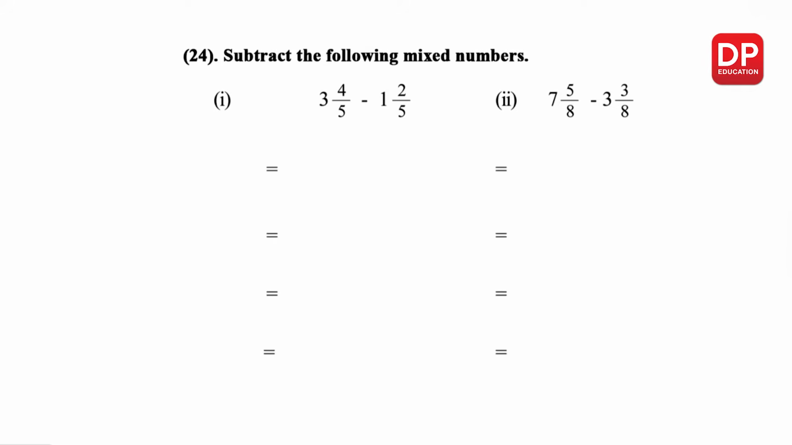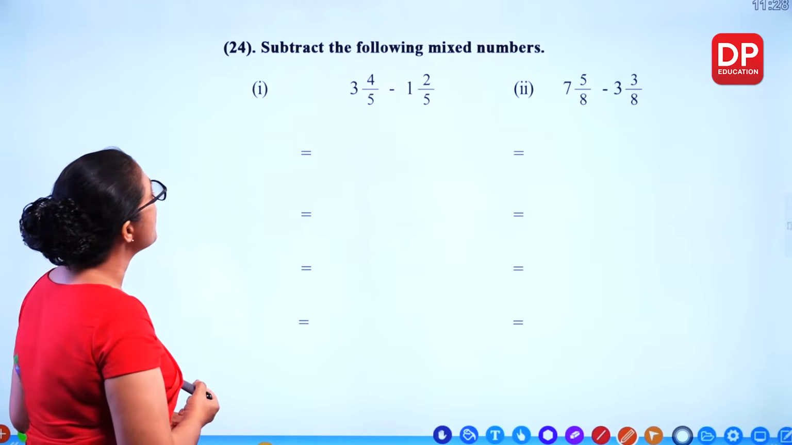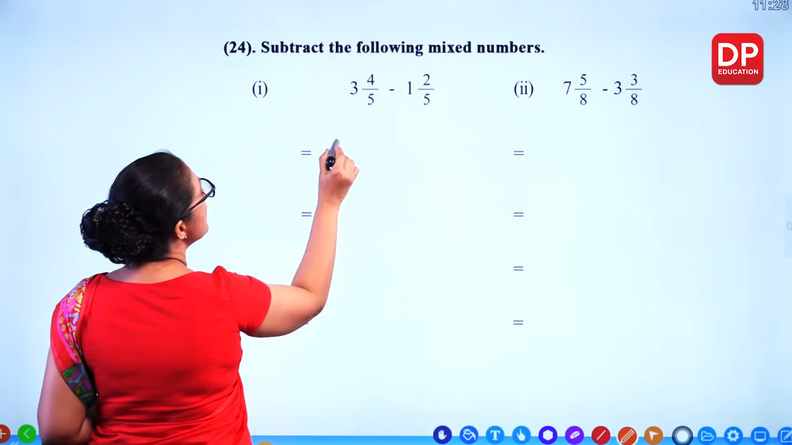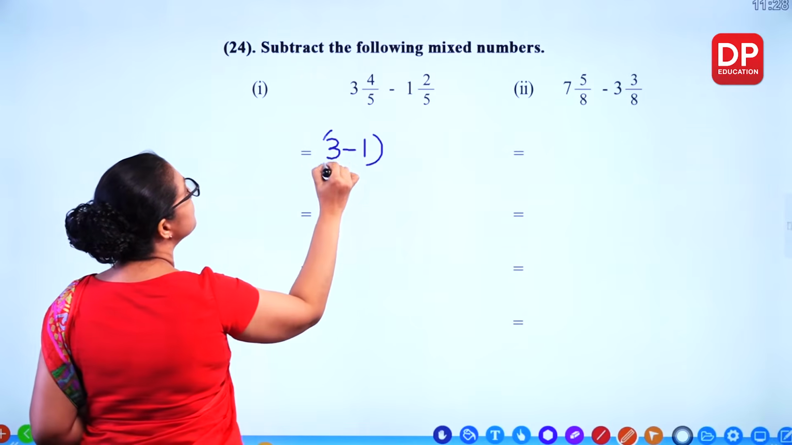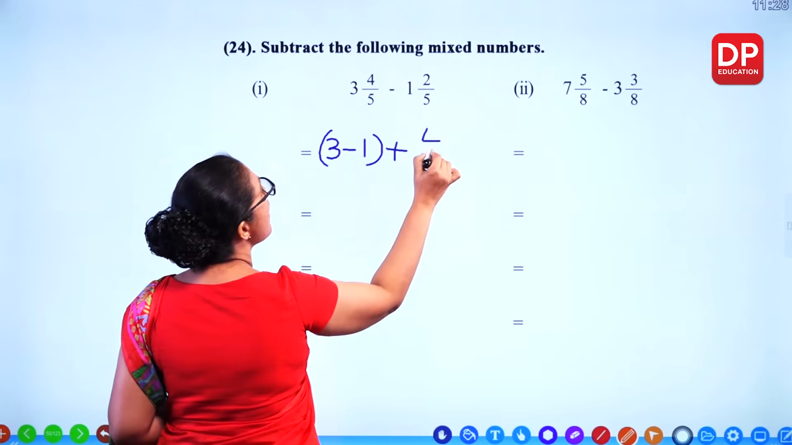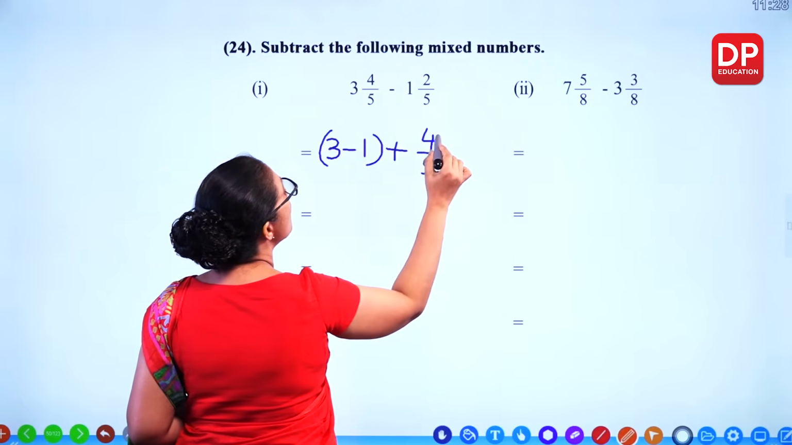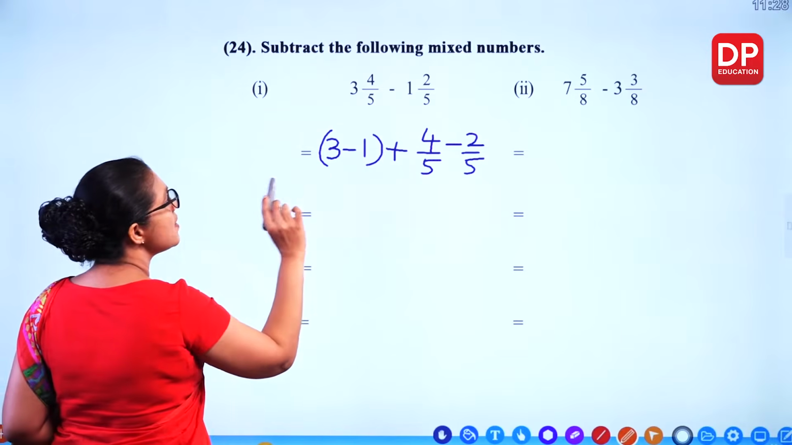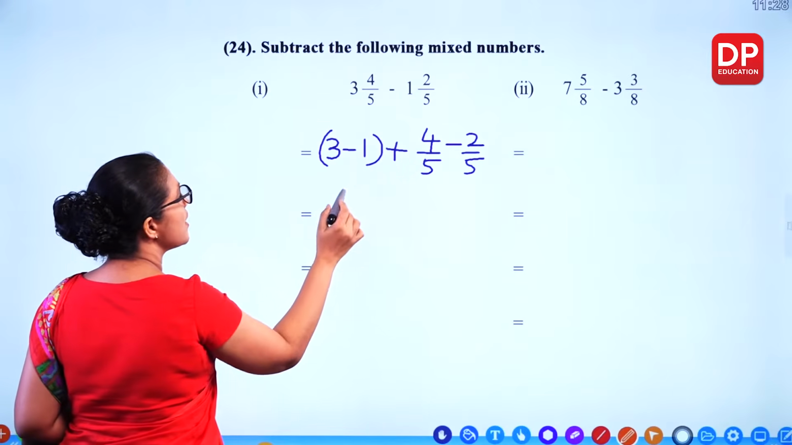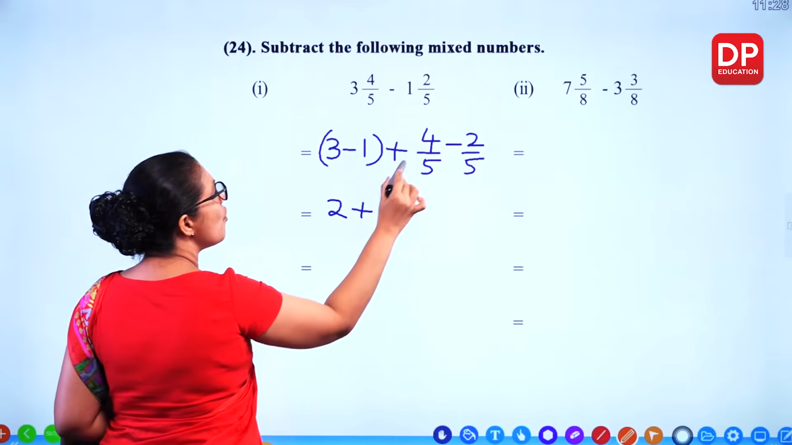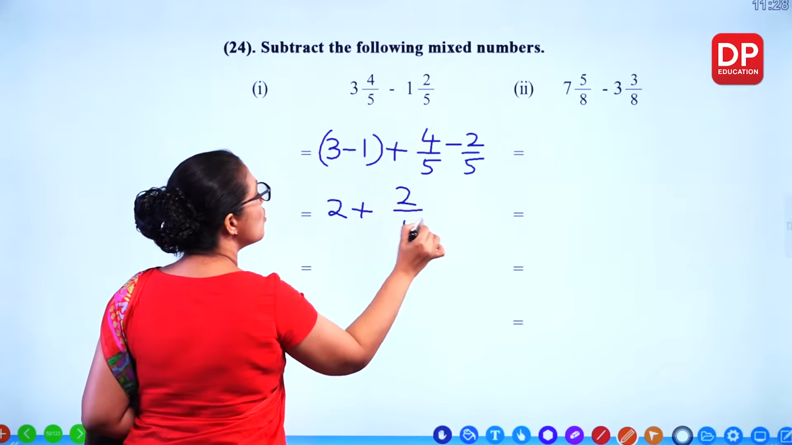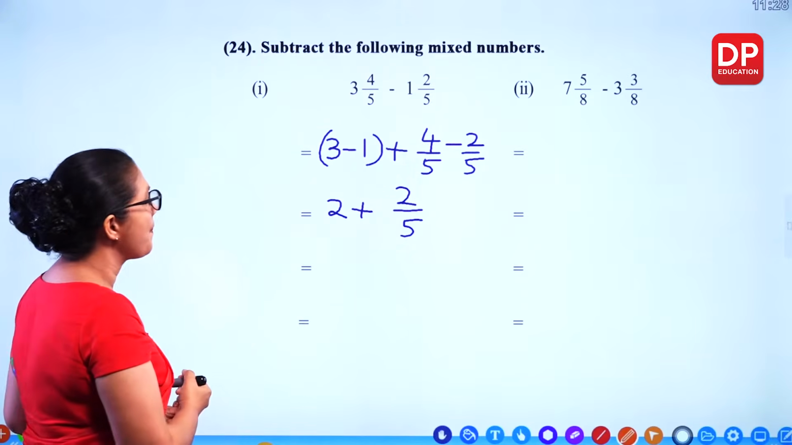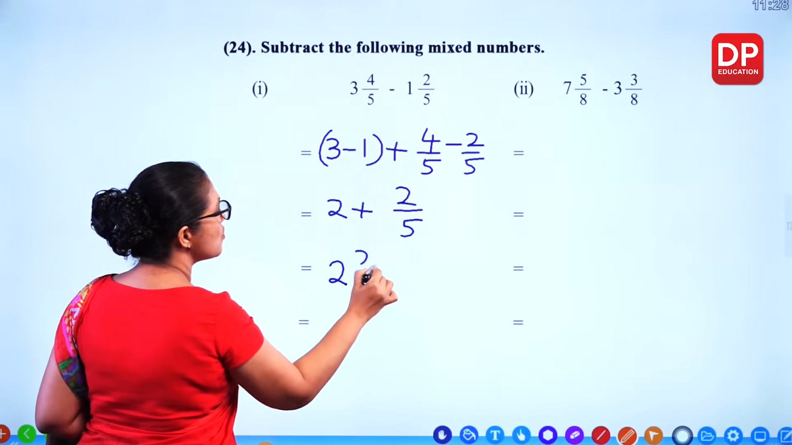Subtract the following mixed numbers. So you need to subtract the whole numbers first, 3 minus 1. Then the fractions separately, 4 over 5 minus 2 over 5. Same denominator, so it's easy to subtract. 3 minus 1 is 2. 4 minus 2 is 2. So what's the answer? 2 and 2/5.